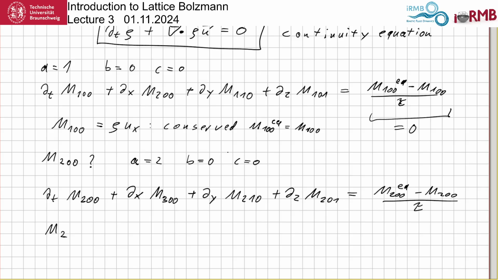We'll come to this. Okay, M200. M200 is not conserved. So far we could always say it's conserved, so the collision operator drops out, but this guy is not conserved.